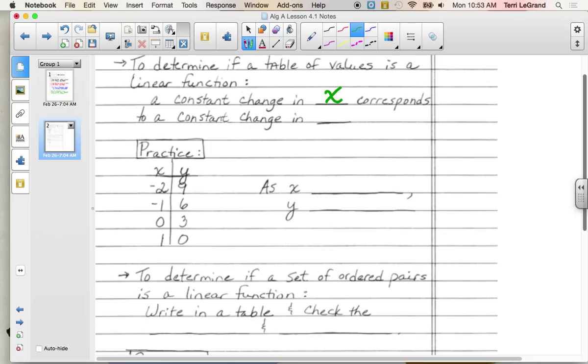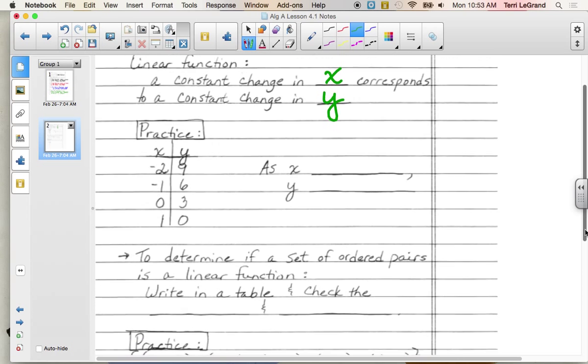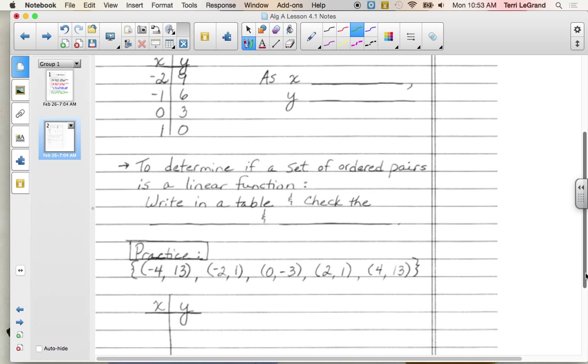If the x's have a constant change, and then there's a constant change also in the y, they don't have to go up or down by the same thing the x's did, but they have to have a constant. So maybe the y's keep going up by 4s. Or maybe the y's just go down by 1s. But as long as we have a pattern in both of them, we can say that we have a linear function. But that's adding and subtracting, just like our arithmetic sequences.